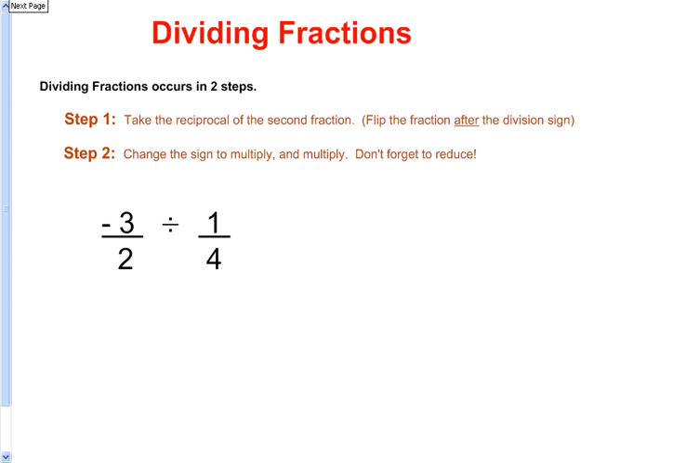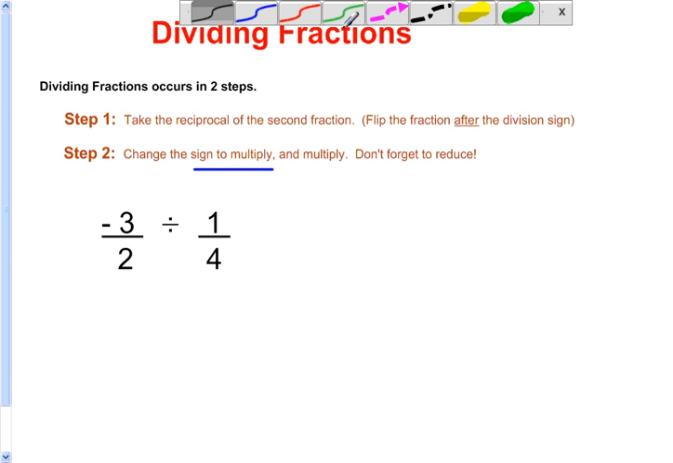What about division? Division's a little more complicated, but not a lot. Remember, dividing fractions, what we have to do is we must take the reciprocal of the second fraction. And remember what this reciprocal is: you just flip the fraction over. You just reverse it. Numerator becomes denominator, denominator becomes numerator. Once we've taken the reciprocal, then we just change to multiply and do as we did before.